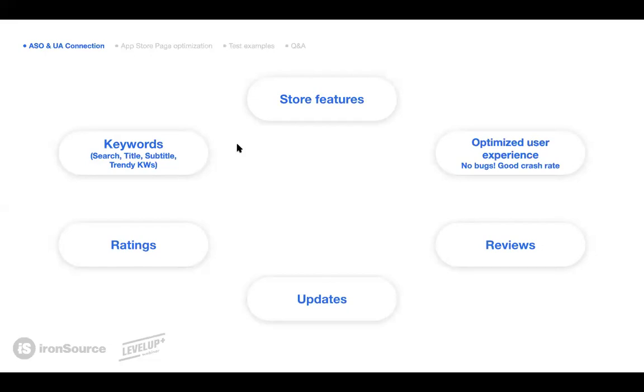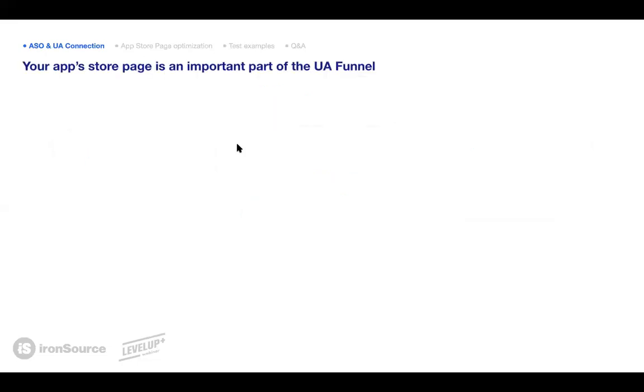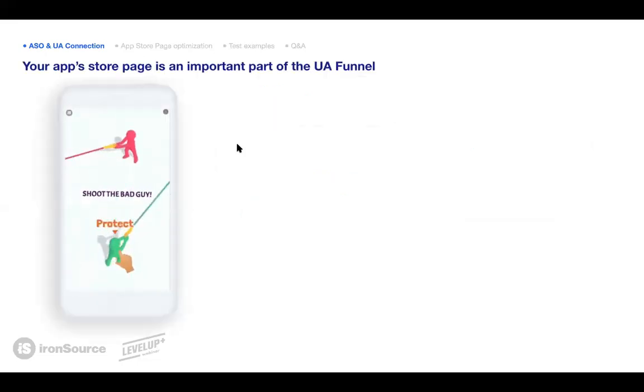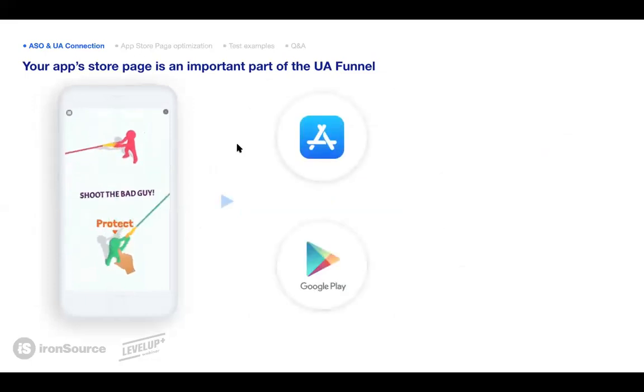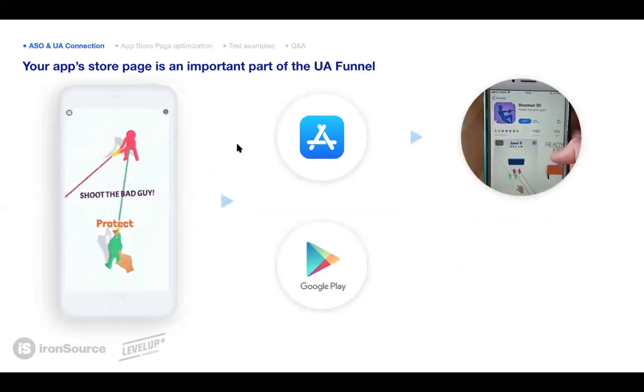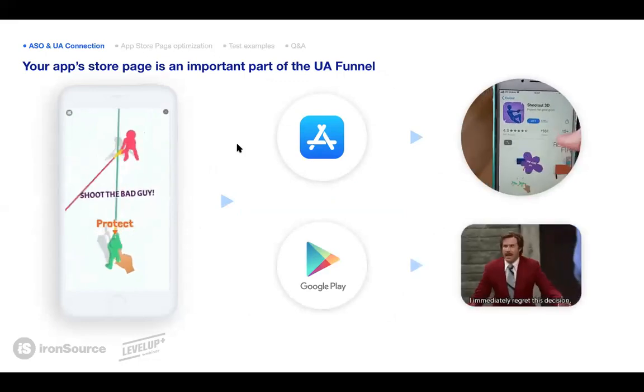Apple actually admitted that there are more than 40 elements in their algorithm. But today, I want to focus on page optimization. So let's say you created this beautiful ad and a user clicked on it. They are redirected to the app stores, and then they can decide if they want to download it or just move to the next game.